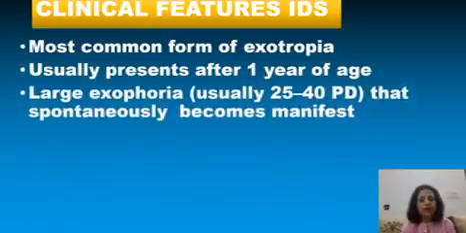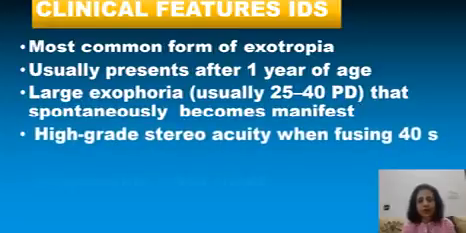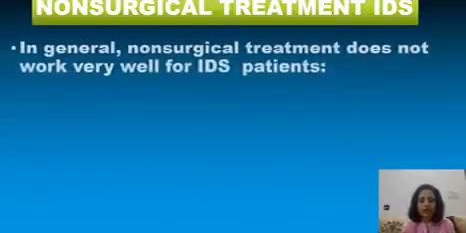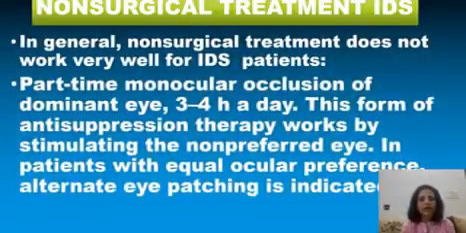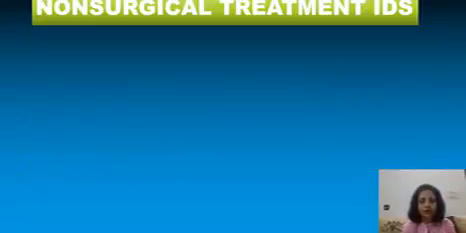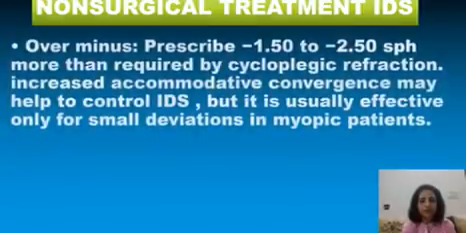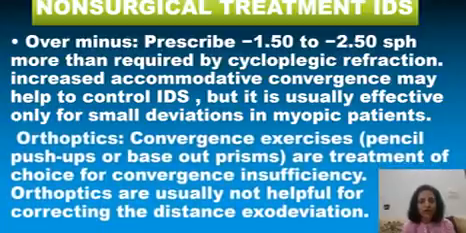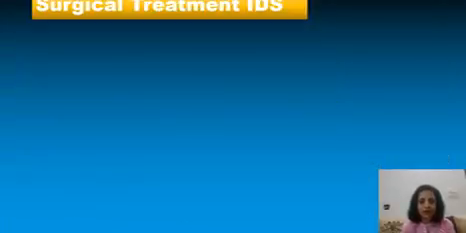The intermittent divergent squint usually presents at 1 year of age. You get a large exo and a high degree of stereoacuity. Non-surgical treatment usually does not work well. Part-time monocular occlusion of the dominant eye, 3 to 4 hours a day, can be done. Prescribe minus 1.5 or minus 2.5 spherical more than required by cycloplegic refraction. Orthoptic exercises can be given.